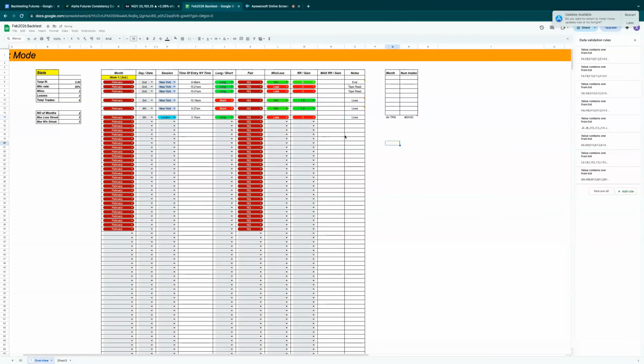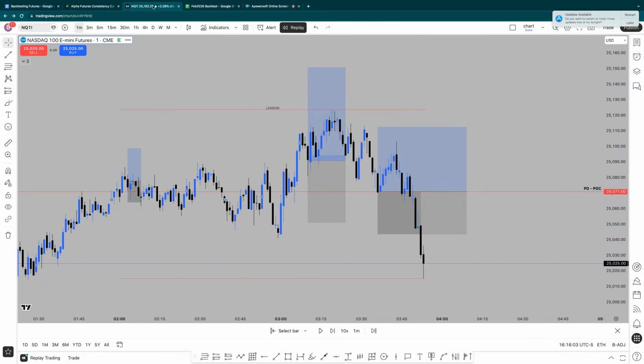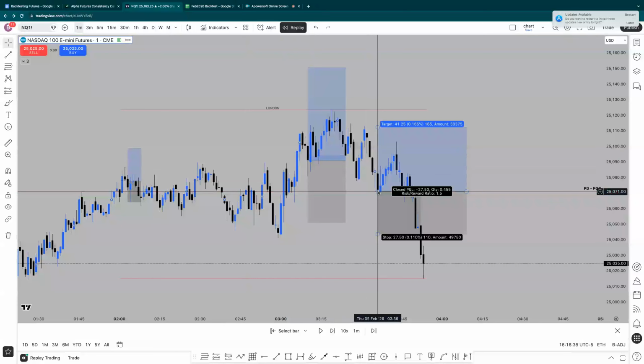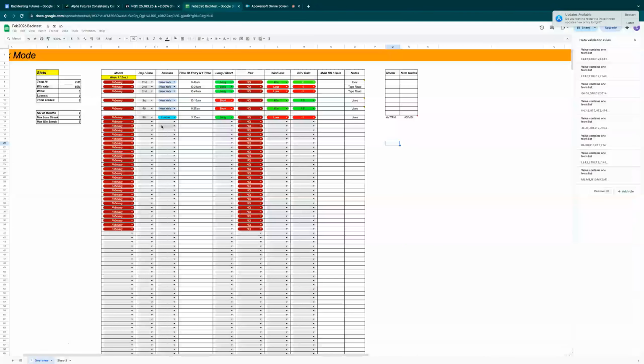Lives. I also want to note down that this one was at 3:36, 5th of Feb, London, 3:36 a.m. We longed. It would have been a loss. It would have been minus 1.